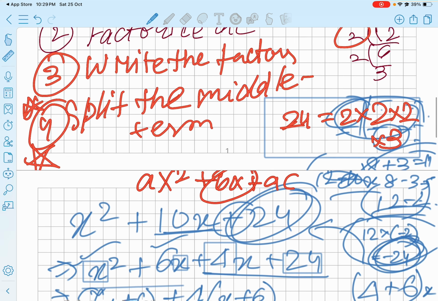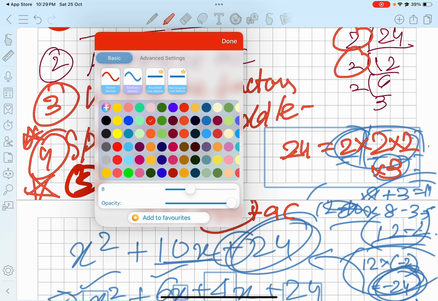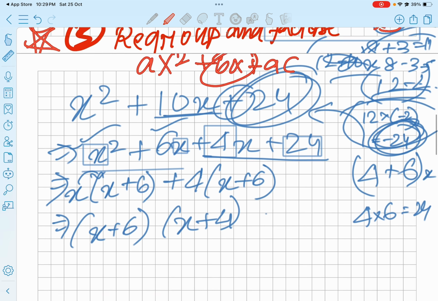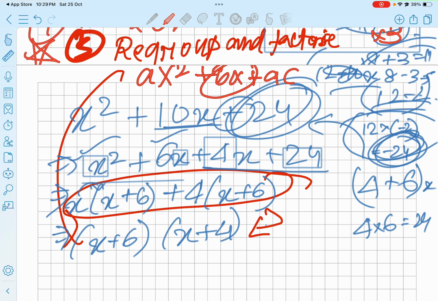So this is essentially the entire concept. After you split the middle term, what is the fourth essential step? The very essential fourth step is very easy. Just regroup and factorize, which is the last step. Here, what did we just do? We just regrouped the stuff, and here we have factorized it.